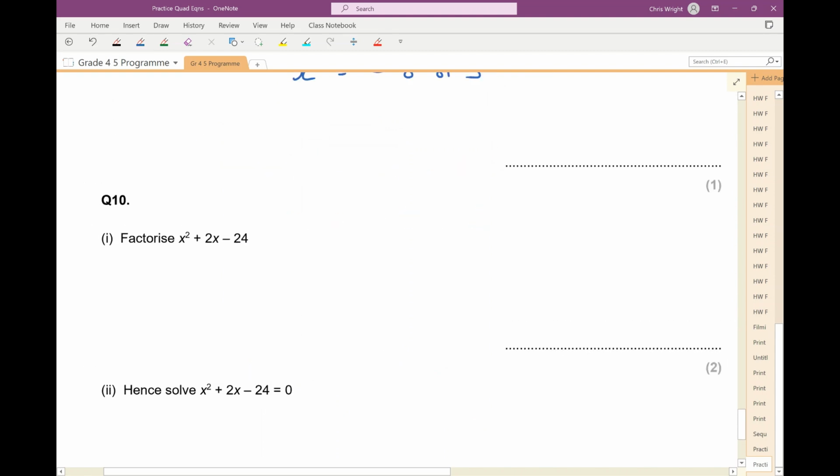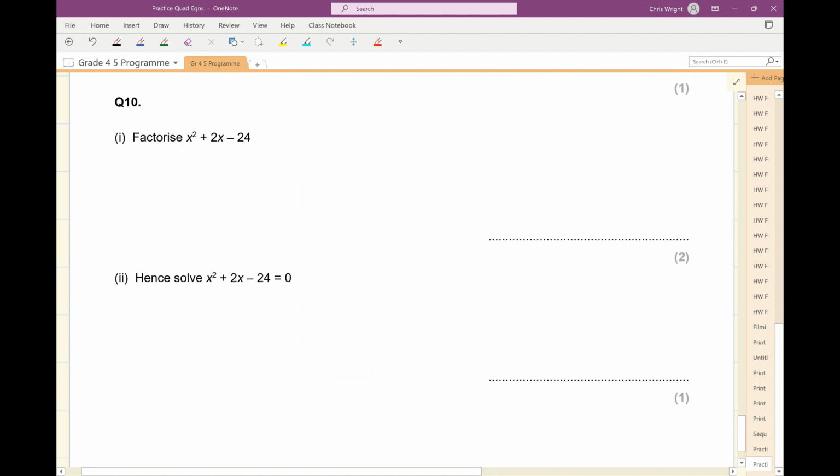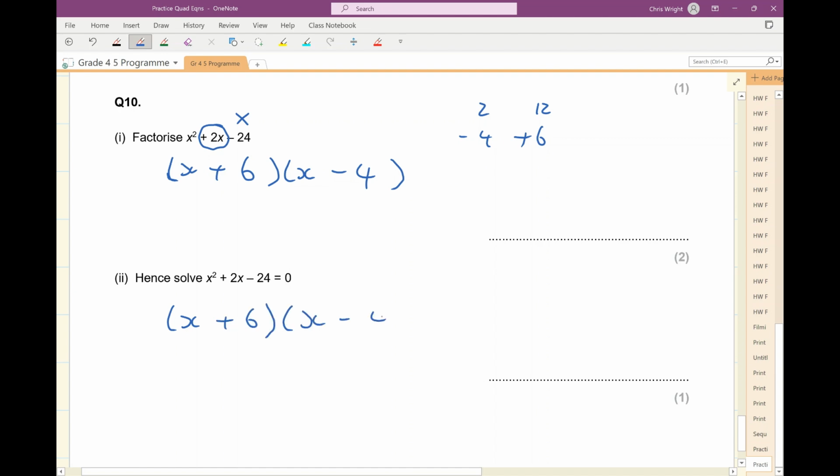Okay, number 10. Factorize again. Right, x and x multiply to a minus 24. Plus and a minus. 24. 2 and 12? 6 and 4. 4 and 6, there you go. But I want to have plus 2x, don't I? So I'll have plus the 6 and minus the 4, because that's going to give me plus 2x if I multiply it out. So that's going to be x plus 6, lots of x minus 4 equals 0. So x is going to be minus 6 or 4.